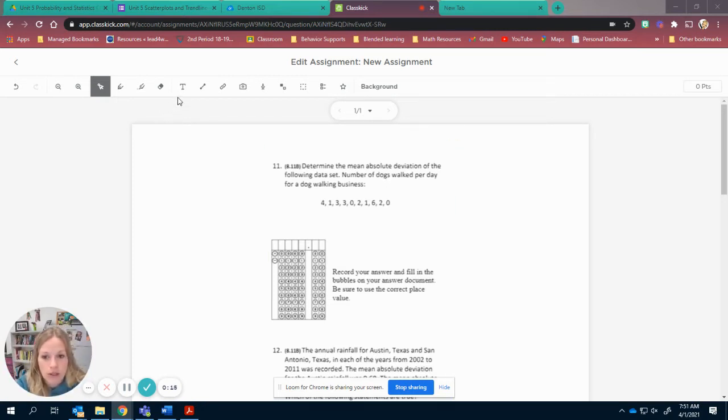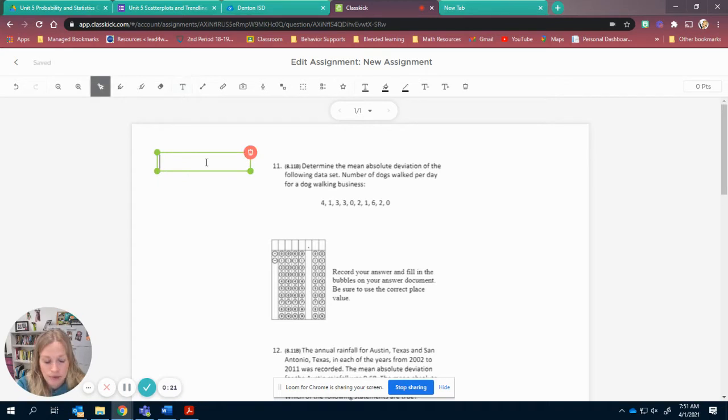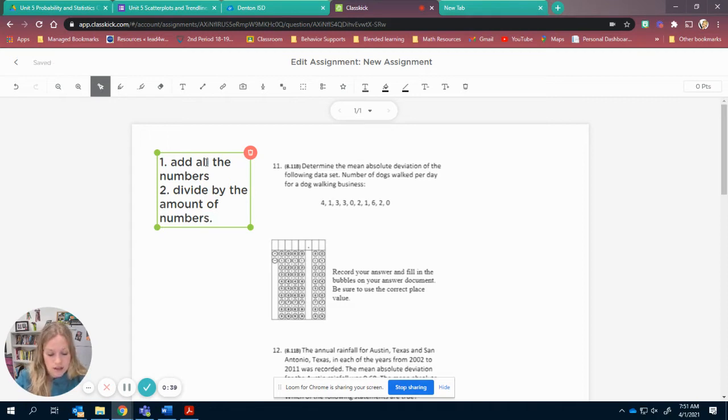Remember that when you are doing mean absolute deviation, the first step is to add all the numbers. The second step is to divide by the amount of numbers that you have. This is going to give you the mean. And then the third step is to subtract the mean from each number.